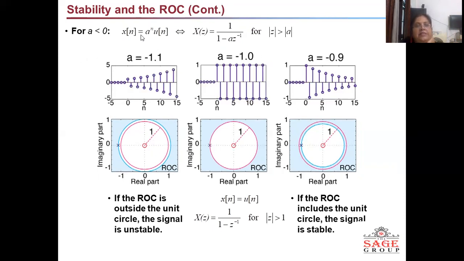Now, we have considered an example where we have taken negative values of a. So a is minus 1.5, then minus 1, and a is minus 0.9. We have taken the ROC for the different conditions, and we have concluded that if the ROC is outside the unit circle, the signal is always unstable. And if the ROC includes the unit circle, then the signal is stable.